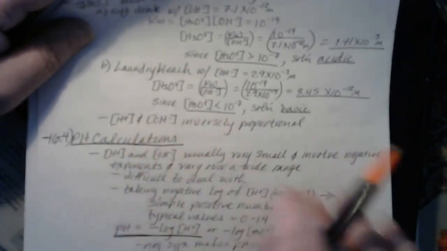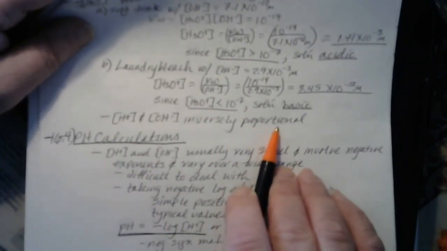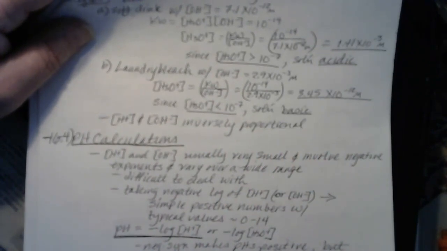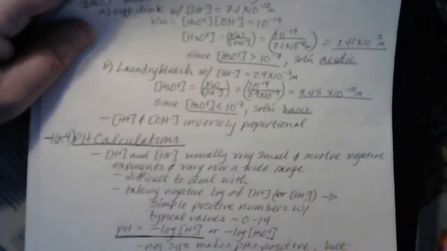And because H plus and OH minus multiply out to the same thing every time, they are actually inversely proportional to each other. It's not just that if you add an acid to the solution, the H plus goes up and the OH minus goes down; they go up and down by the same factor. So if H plus doubles, OH minus is cut in half. If H plus goes up by a factor of 10, then the OH minus concentration is divided by a factor of 10.